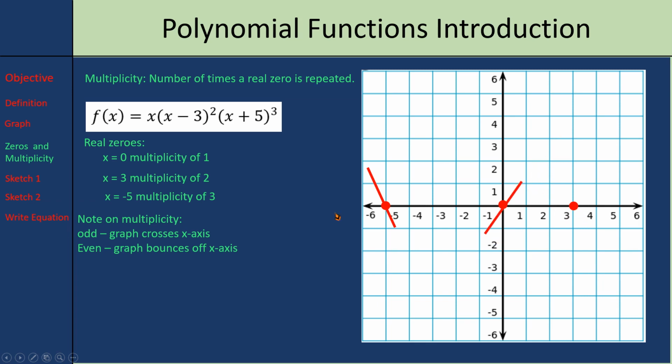However, if you look at 3, the multiplicity is 2. It's even, so it bounces off. So it goes like that.